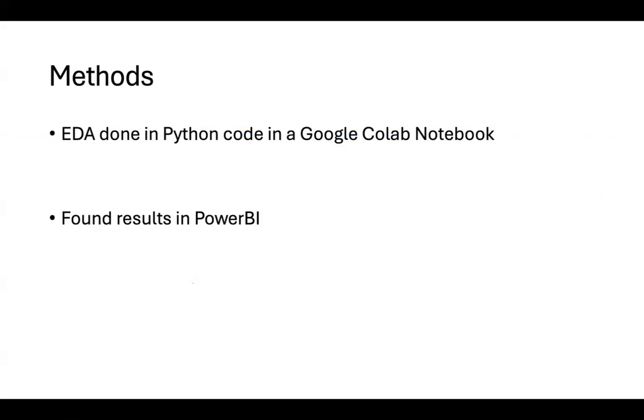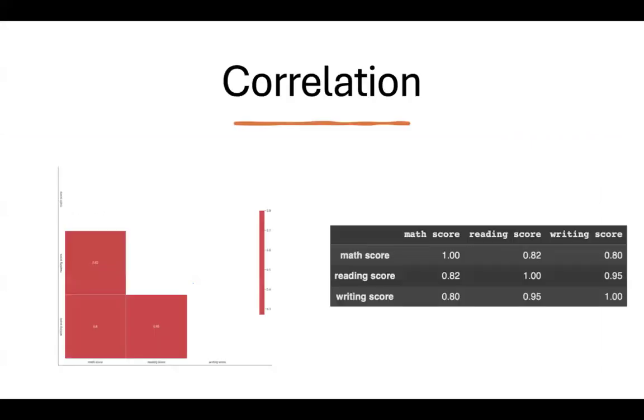EDA was done in Python code, and then found the results in Power BI. So the first thing we ran for our EDA was correlation. So we looked to see which of the scores correlated with each other the most, and we could see at 0.95 that reading and writing correlated the most, the closest. I also have a heat map with a mask to make it only half of a heat map, just trying to get rid of some clutter. So it's a small heat map.